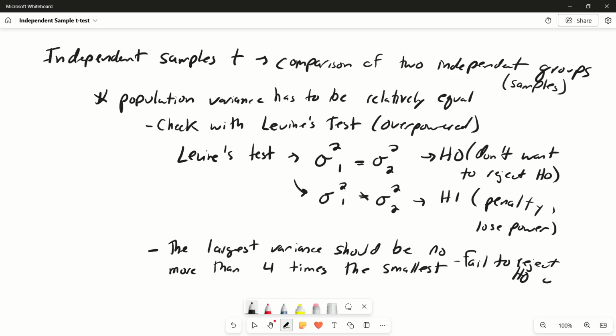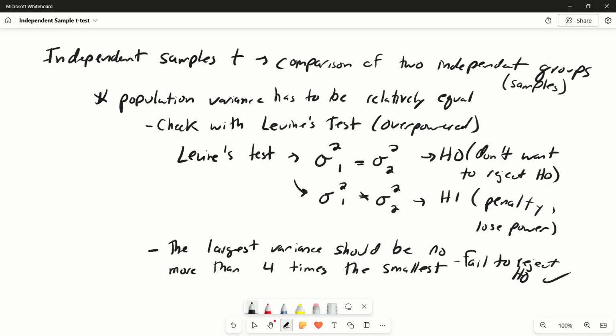So this is what we want, right? That's why I use this rule of thumb. The largest variance should be no more than 4 times the smaller. If that's the case, you're going to not reject the null, and you're going to say that the population variances are equal. If the largest variance is more than 4 times the smallest, then you're going to reject the null, and you're going to say it's not equal.